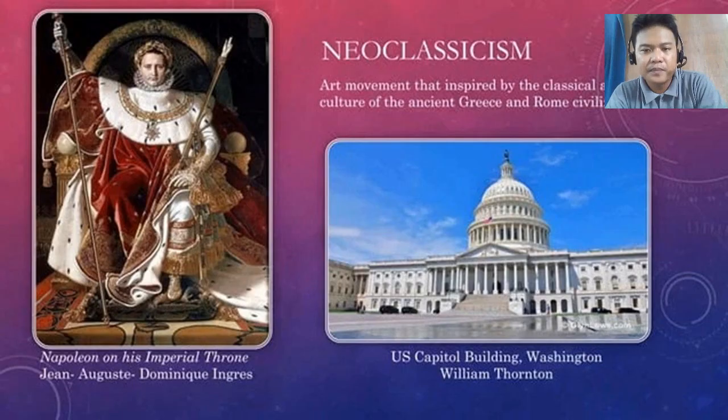Next is neoclassicism. It is an art movement inspired by the classical art and culture of ancient Greece and Rome. Just like here, Napoleon on his Imperial Throne by Jean-Auguste-Dominique Ingres. And we also have the US Capitol building in Washington, which was designed by William Thornton. That is a part of the neoclassicism movement.